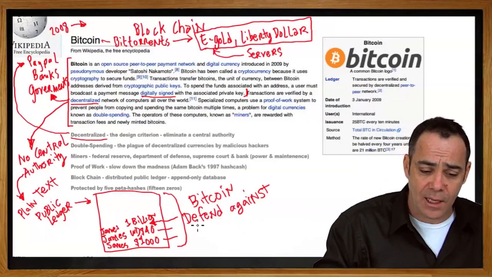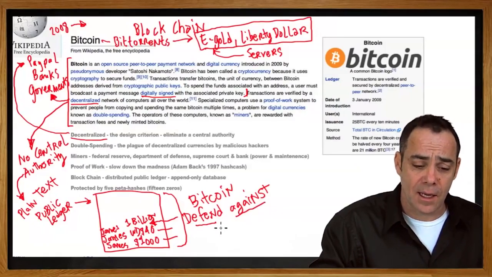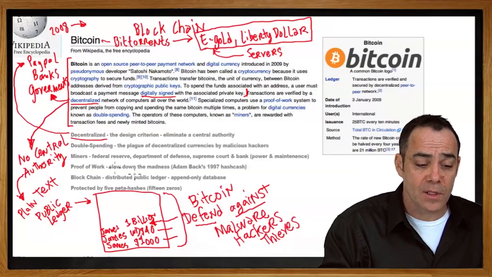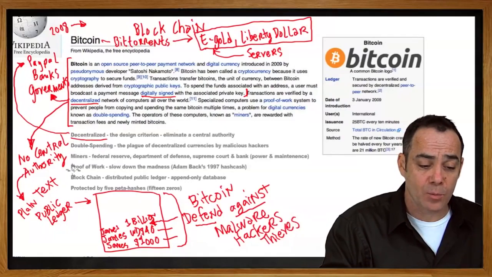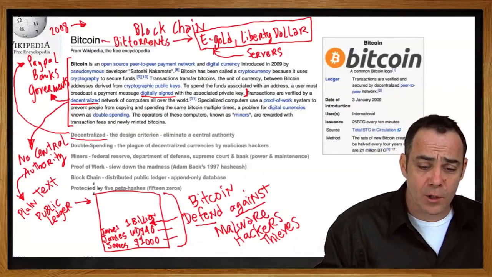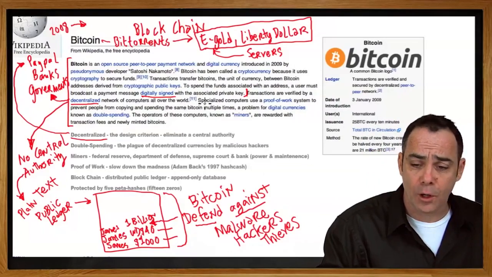And again, everything that he did, everything that we're reading about in this first paragraph, is all ways to defend against malware, hackers, and all sorts of internet thieves, okay? And so every one of these items, decentralized, double spending, miners, proof of work, blockchain, are all about protection. So let's go further. Transactions are verified by a decentralized network of computers all over the world.